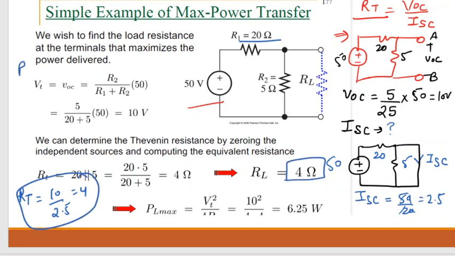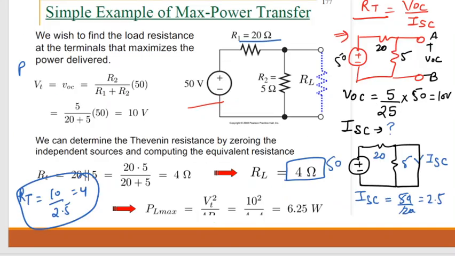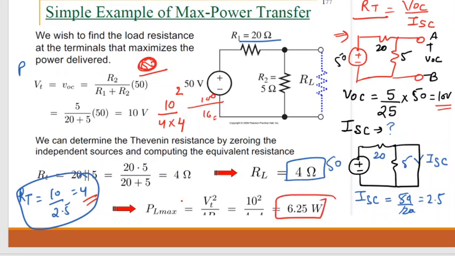Okay. Now the maximum power formula is P equals V squared over 4RL. VOC that we calculated is 10 volt. RL is equal to RT now, so it is 4. So 100/16, that would be 6.25 watt. Got it?